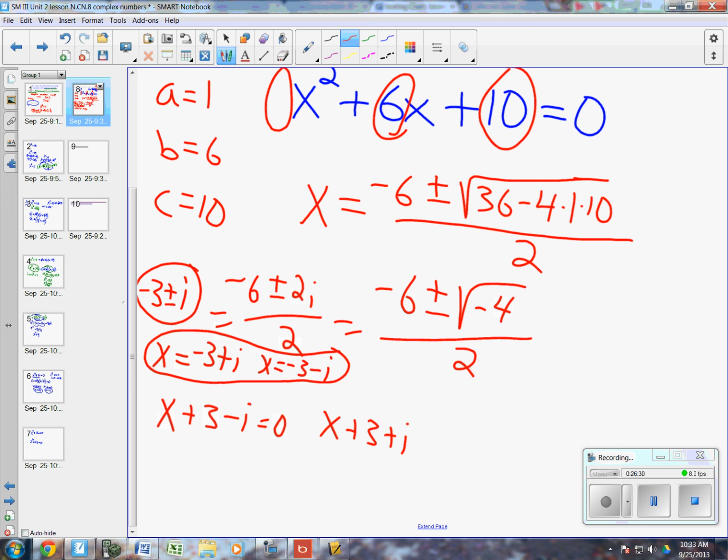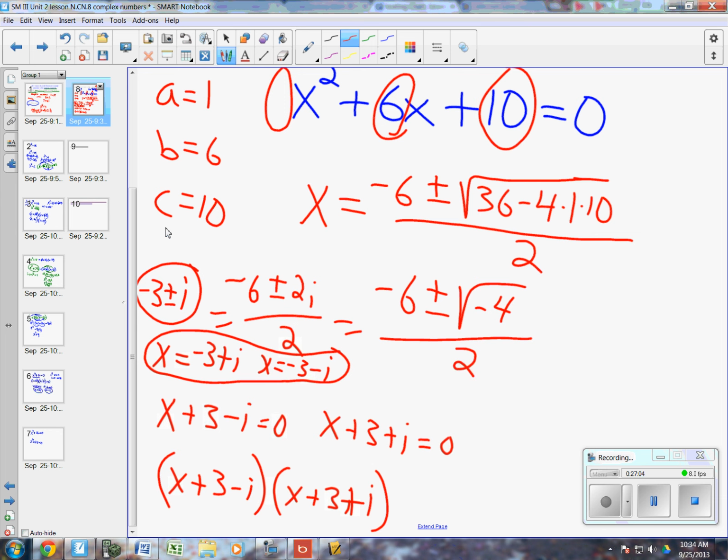Equals 0. Did you know that if you multiply these two together, x plus 3 minus i times x plus 3 plus i, you would get x squared plus 6x plus 10, like Cole just said? Okay? You would get that. Those are the two factors. If you multiplied those two things together, you would get x squared plus 6x plus 10. Should we try it?